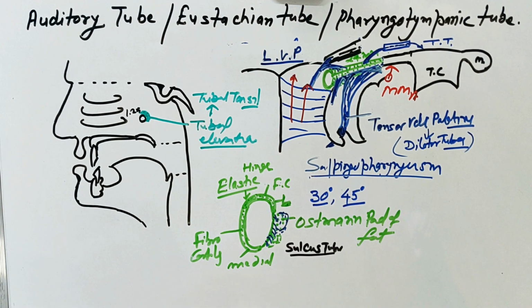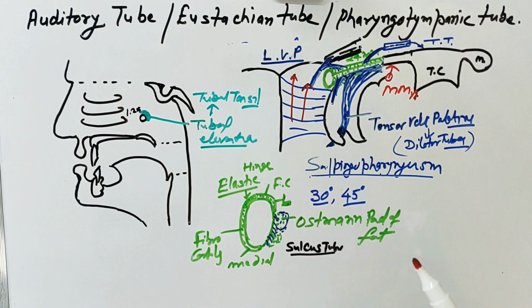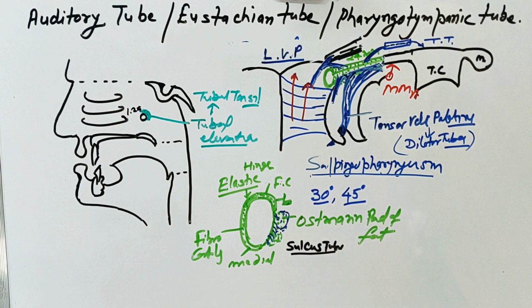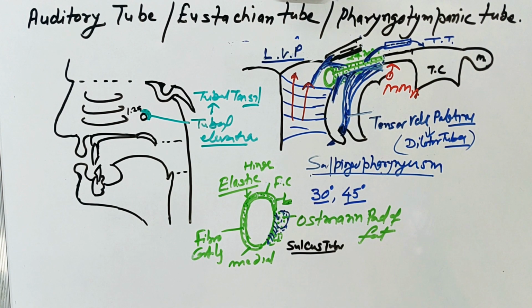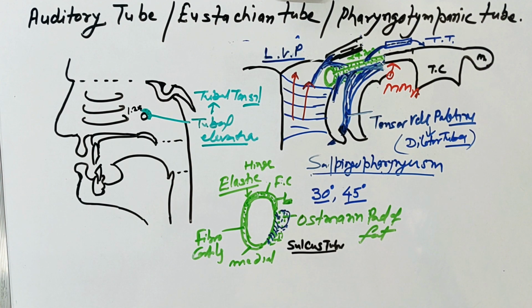And lymphatic drainage: lymphatics from here go to the deep cervical group of lymph nodes and also the retropharyngeal group of lymph nodes. So this is all about the auditory tube, or eustachian tube, or pharyngotympanic tube. Thank you.